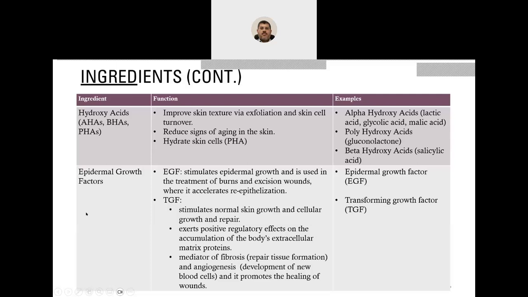Okay. Another class is epidermal growth factors. From their name, epidermal growth factors stimulate the growth of epidermal cells. So they are used for treatment of burns and excision wounds. They accelerate re-epithelialization, the formation of epithelial cells, and healing of wounds or burns. Okay.